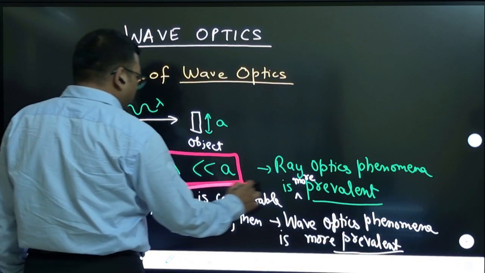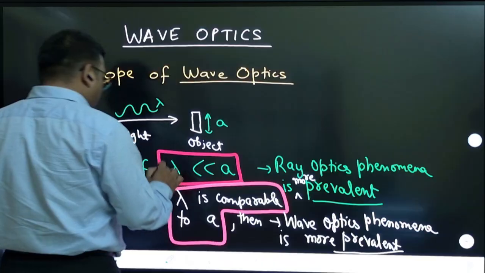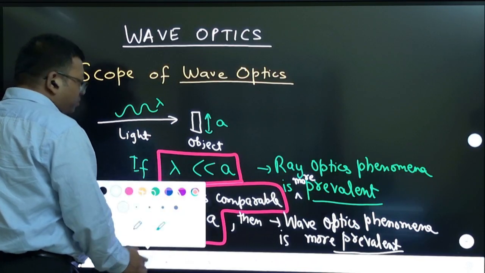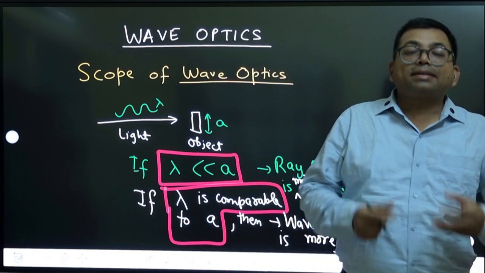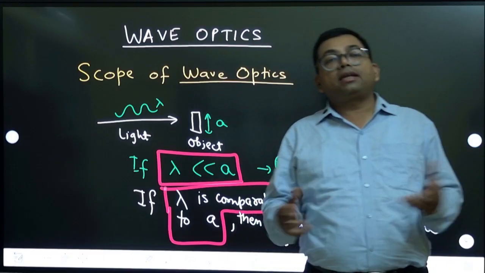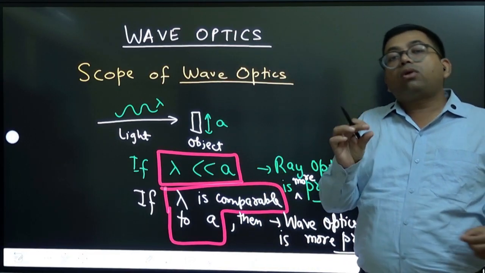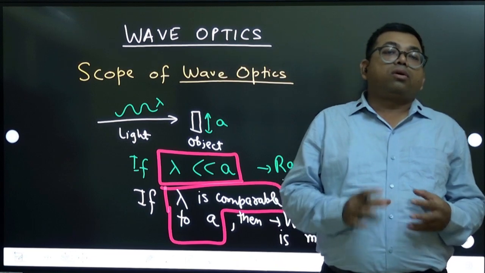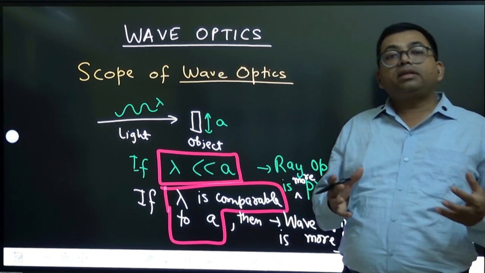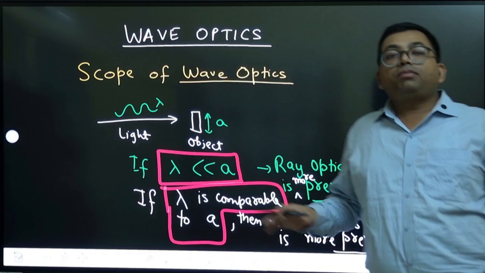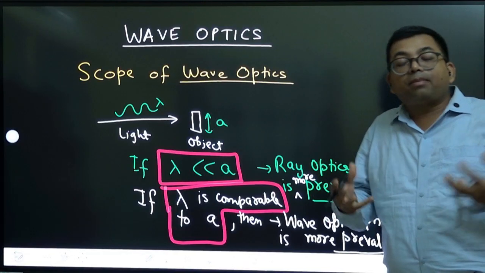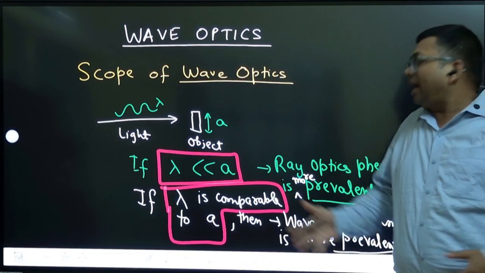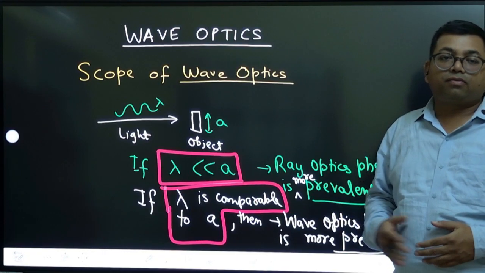So if the wavelength is comparable to the size of the object, the object can be anything. As I told, it can be a lens, a mirror, a prism, a small opening or hole, or a diffraction grating. It can be anything. So if the wavelength of this light is comparable, meaning not that much smaller as compared to the first case.